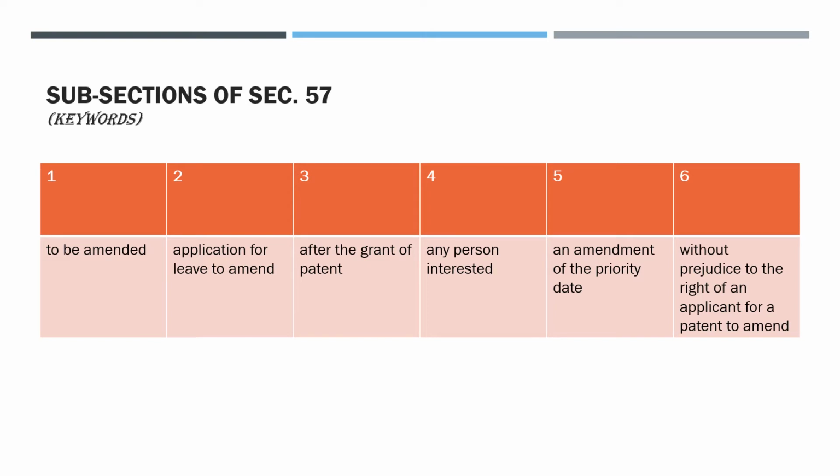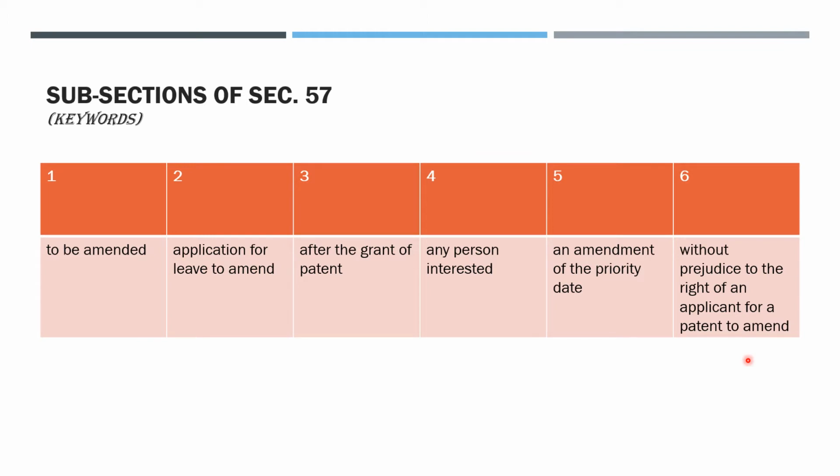For subsection 1, the key phrase is to be amended. For subsection 2, this is application for leave to amend. For subsection 3, it is after the grant of patent. For subsection 4, any person interested. For subsection 5, an amendment of the priority date. And for subsection 6, the key phrase is without prejudice to the right of an applicant for a patent to amend.